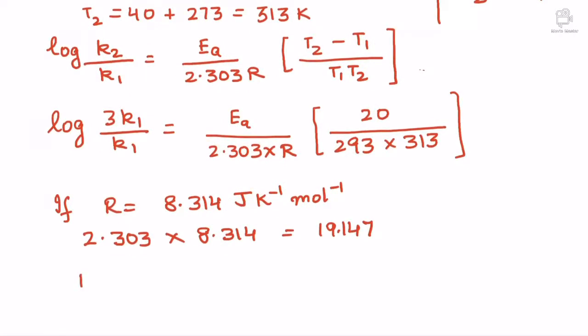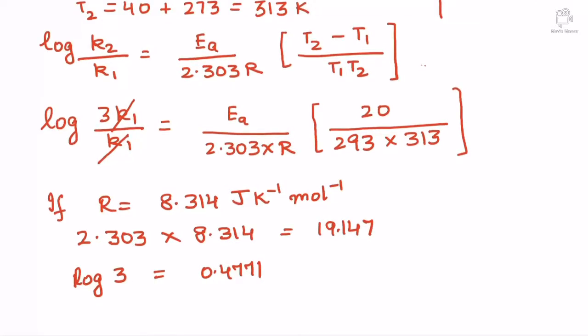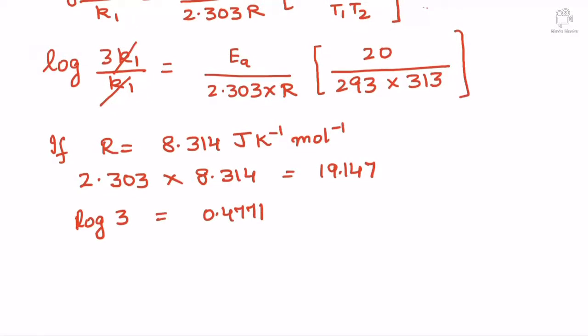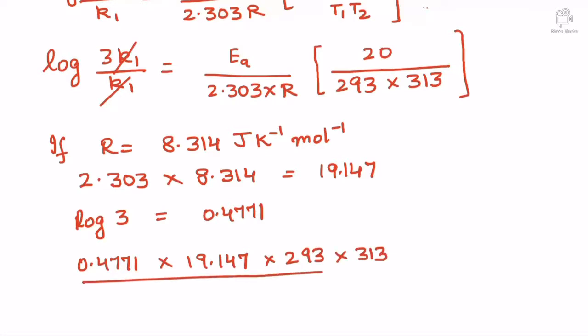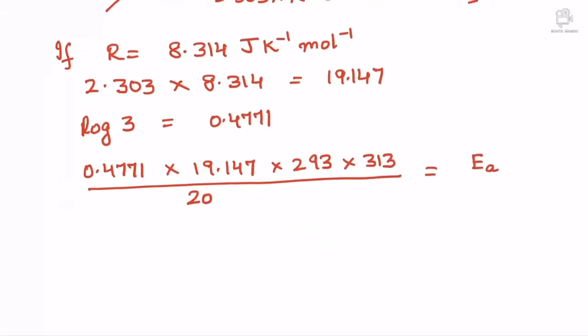And then also I gave you the value of log 3 because here the K1 will cancel out. So log 3 is 0.4771 and then starts the whole ordeal of multiplying. So you'll have 0.4771 into 19.147 into 293 multiplied by 313 divided by 20, which gives you the value of the activation energy in joules per mole.